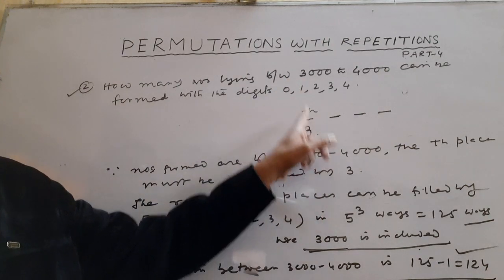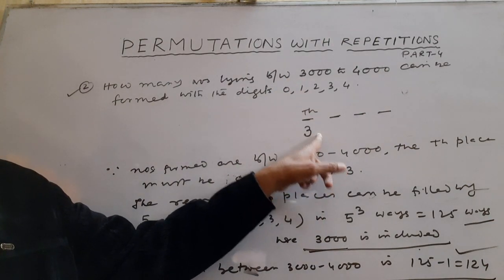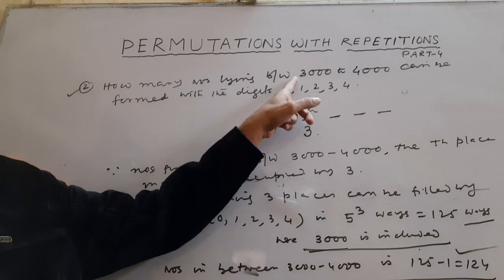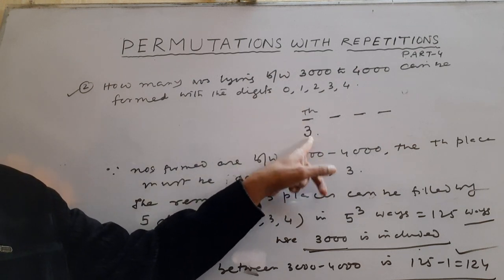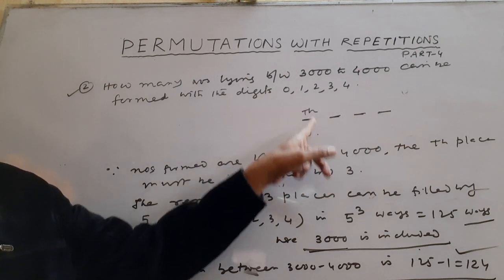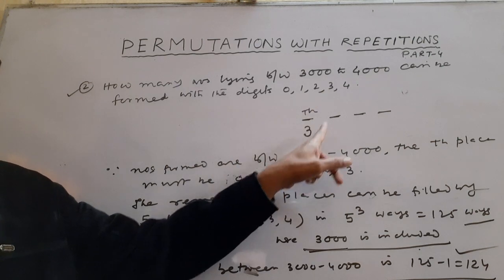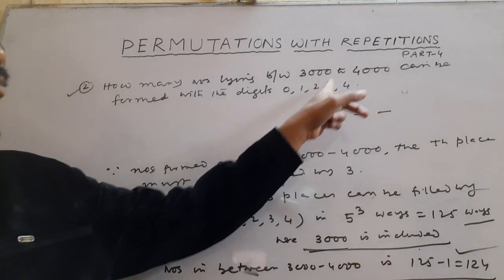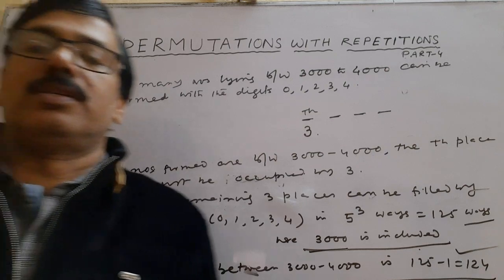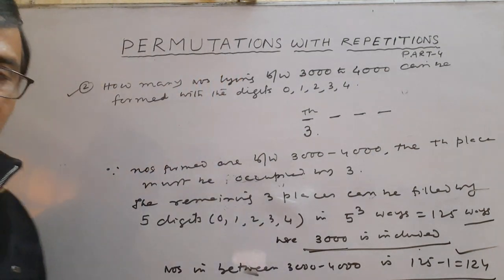So the 1000 place must be filled by 3. So 0 cannot be in the 1000 place. So 3 gaps, and how many? 5 to the power 3.